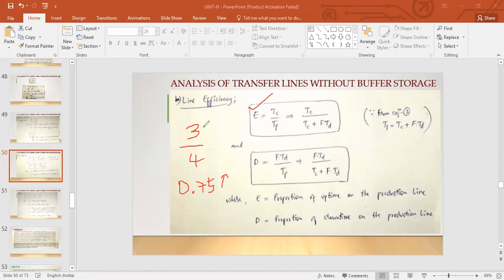And how do you do that? You decrease the actual production time, right? Downtimes, if you can avoid them, you can increase the efficiency, taking it closer to the ideal cycle time. That's basically what is happening. Clear? Line efficiency.